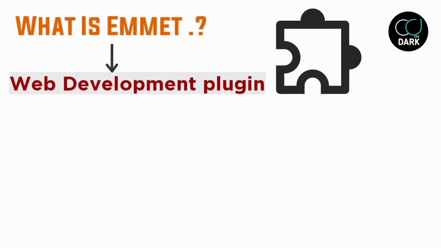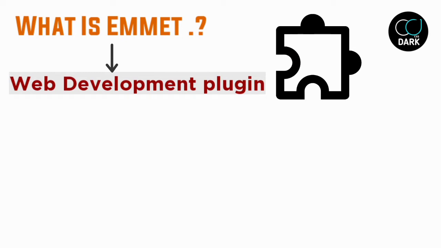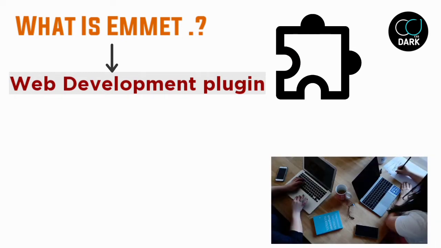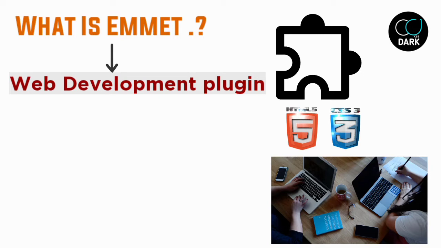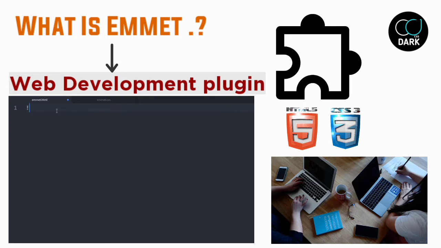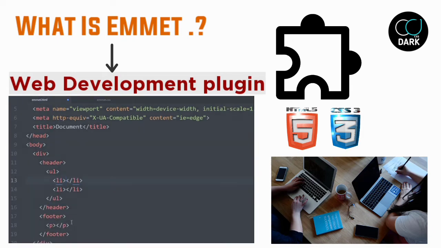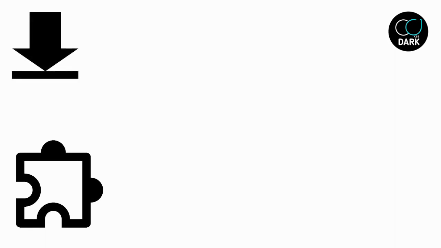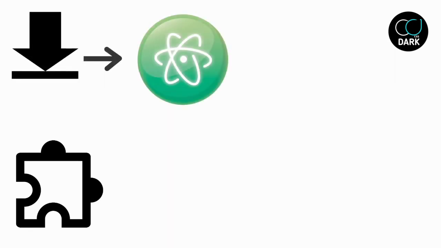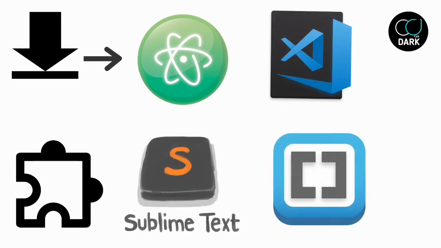Now, what is Emmet? Emmet is a third-party plugin for web development. It reduces most of developers' time on writing HTML and CSS code. Emmet is a toolkit that helps developers write large code blocks in HTML in a few lines using Emmet shortcuts. Emmet shortcuts help us write large HTML code blocks in a few seconds by just writing a few lines of code. Emmet is a plugin or package that we can install in any text editor like Atom, VS Code, Sublime, Brackets, and so on.